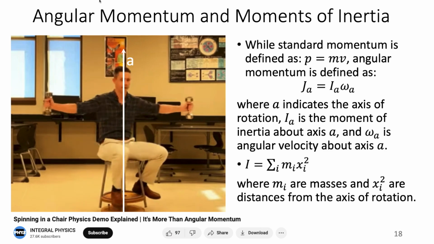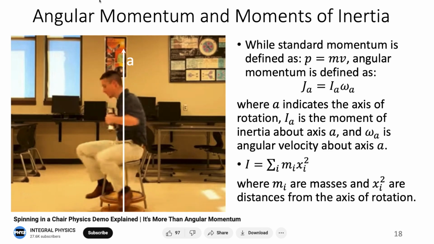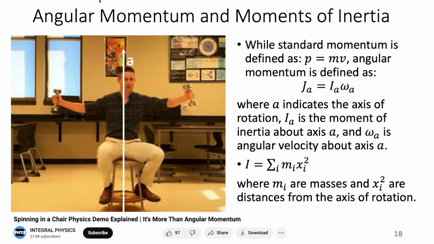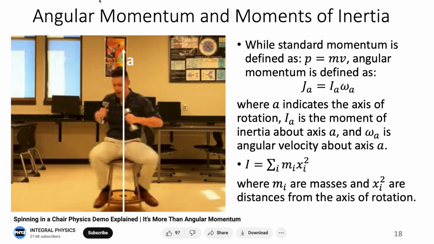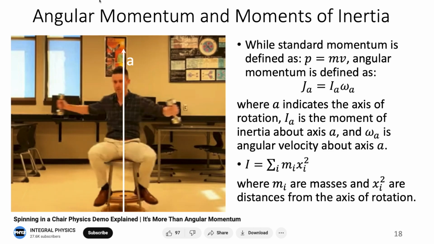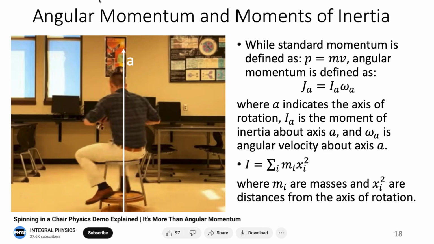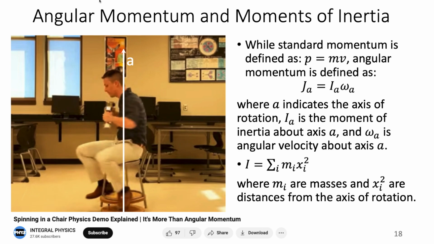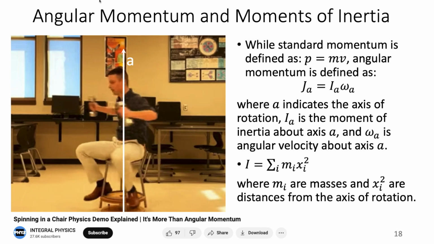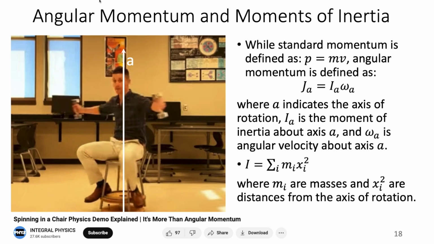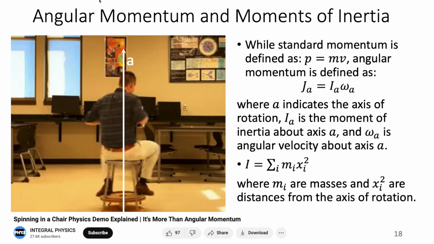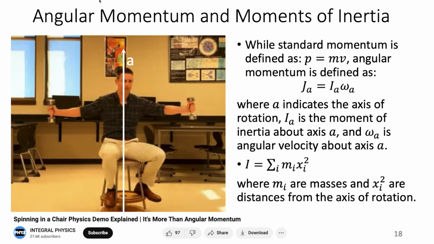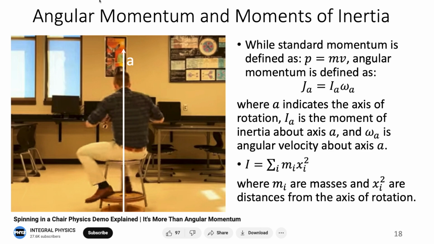But angular momentum is defined as J_A equals I omega. And notice there's an A subscript. That indicates the axis of rotation, because you could say, okay, something's spinning, but along what axis is it spinning? So the guy in the chair is spinning around. We're calling that straight up and down axis A. But what if we stopped it and this guy started doing backflips? That would be a different axis of rotation for the guy in the video here.